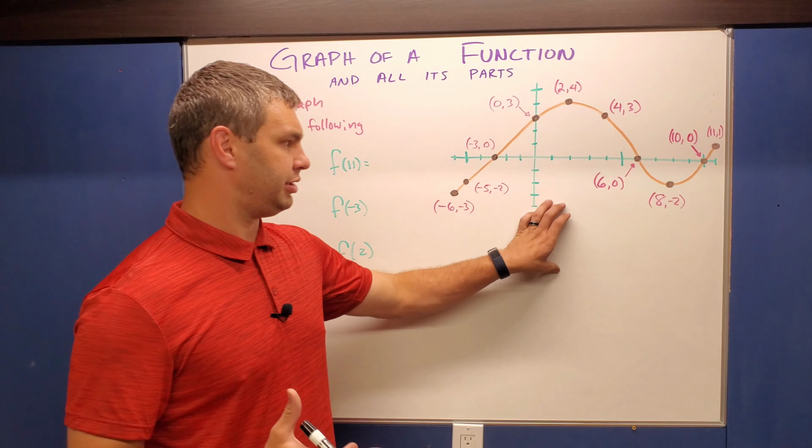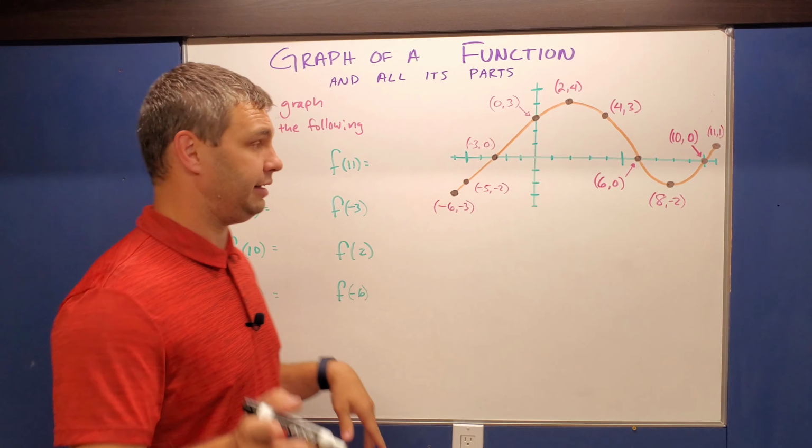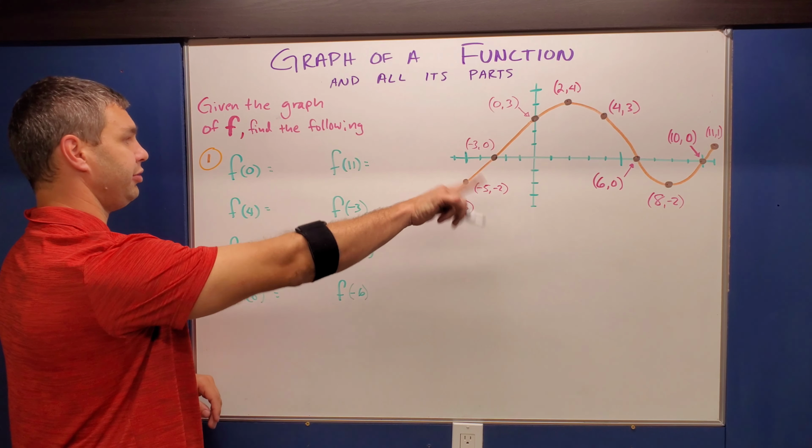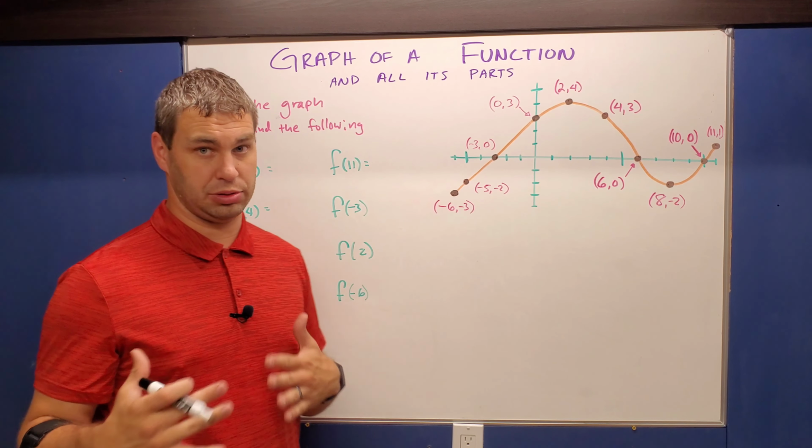When you have a graph of a function like this over here and it asks you to find all of its parts, today we're going to show you what it looks like to do that. All right. In this question, it says, given the graph of f, which is this thing over here, we need to find the following. And so we're not only going to do this, but we have several other things we're going to find as well.